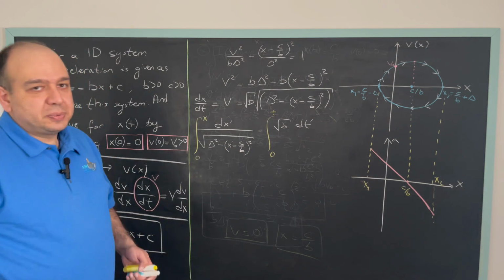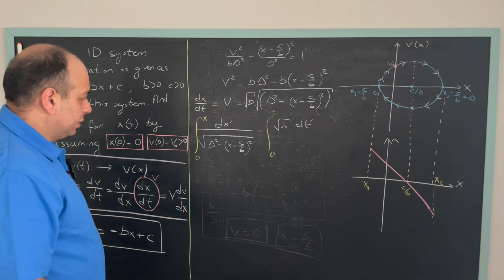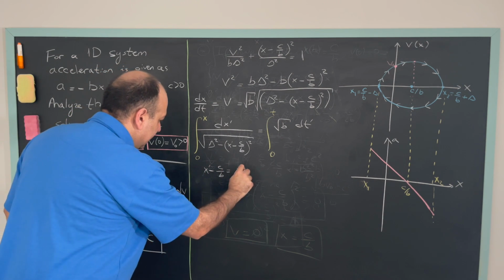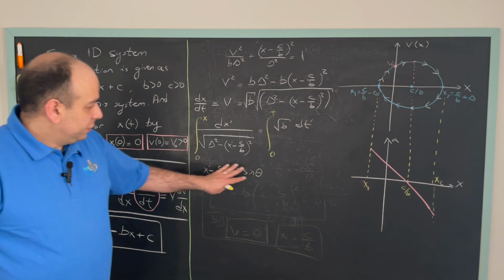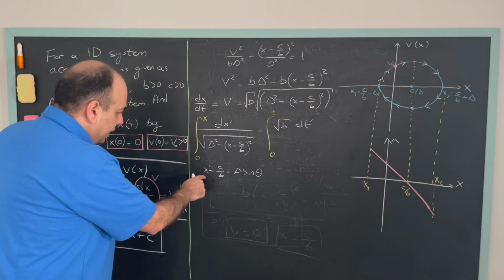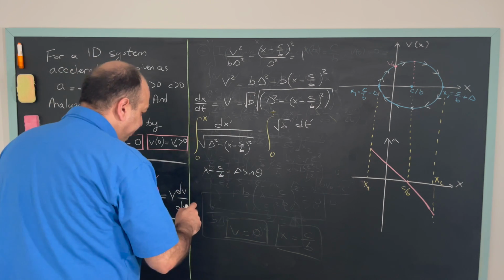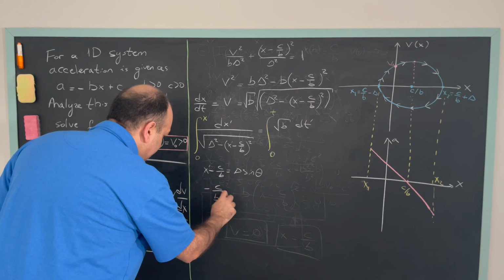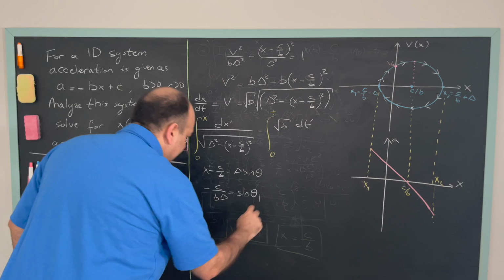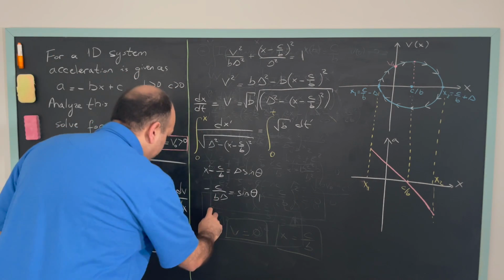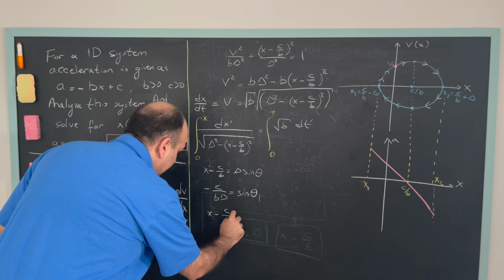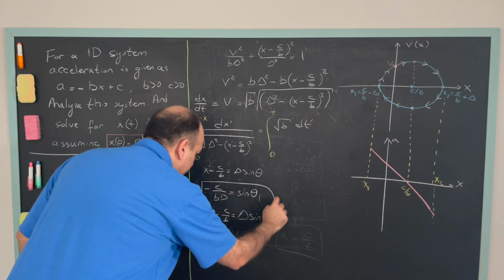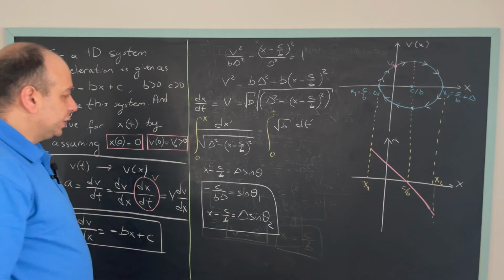Now we need to make a substitution here. What kind of a substitution? Trigonometric substitution. We will call x prime minus c over b equal to delta sine theta. So when we do that, the lower limit becomes theta 1. So this is going to be minus c over b delta is equal to sine theta 1. Okay. The upper limit would be x minus c over b is equal to delta sine theta 2. So this is something we can use for the limits of the integration.